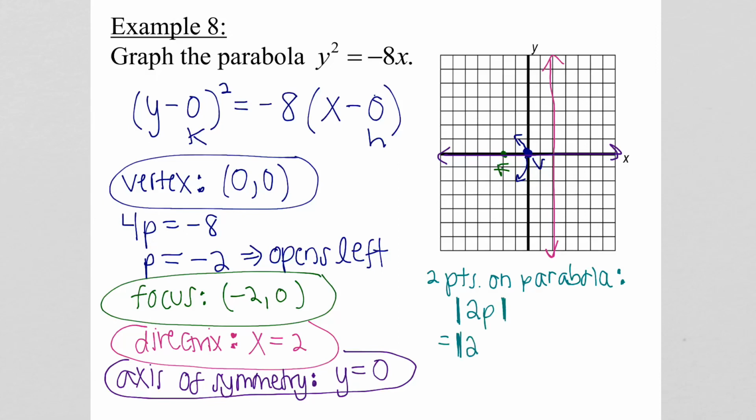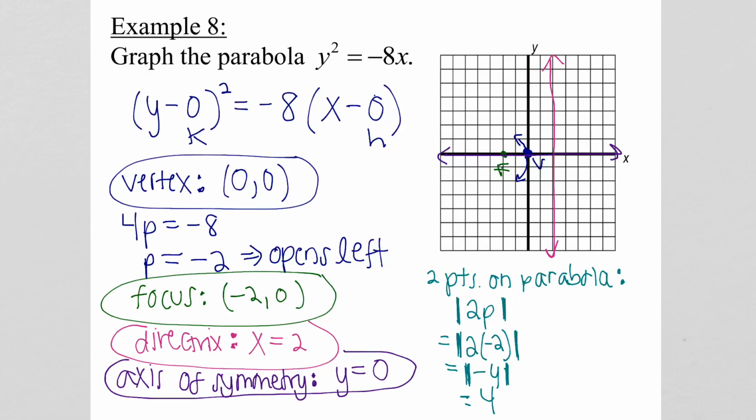Well, that's the absolute value of 2 times our p-value, which is -2. And the absolute value of 2 times -2 is -4. The absolute value of -4 is +4. What this number tells me is that if I start from the focus and count 4 units up and 4 units down, I will lie on the curve.